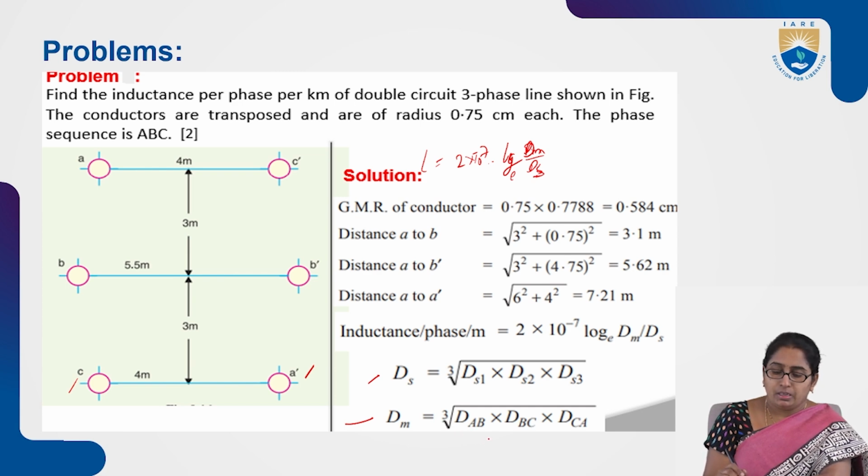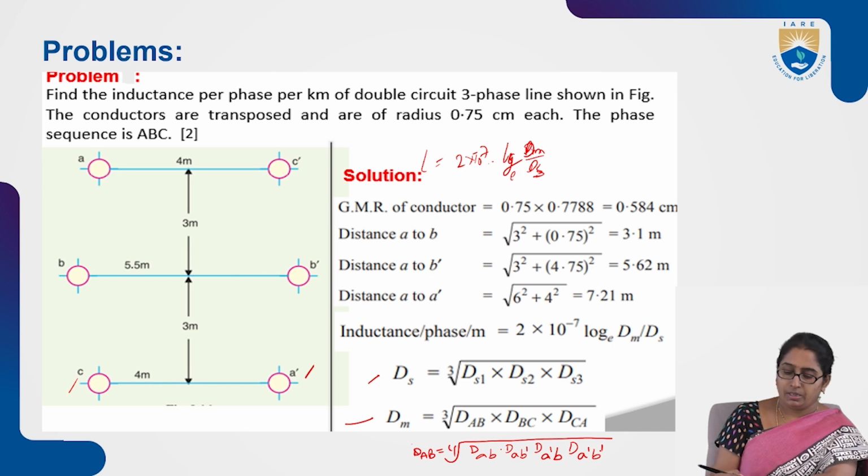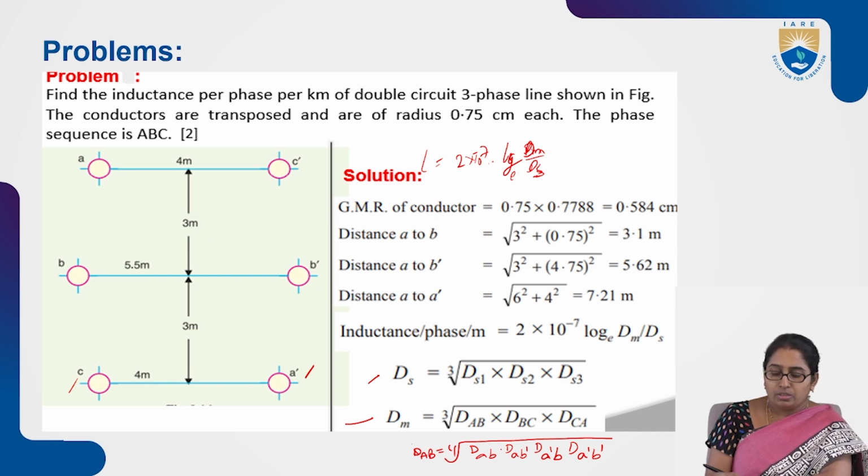DAB is the mutual GMD of phase A. Here DAB is given by the fourth root of DAB, DAB dash, DA dash B, DA dash B dash. That is DAB.